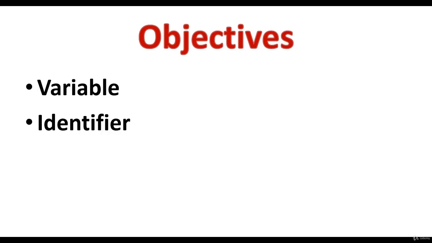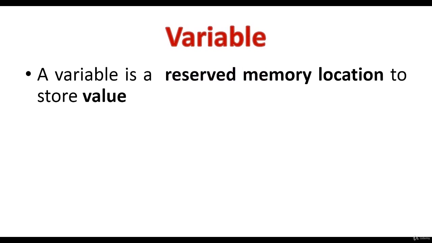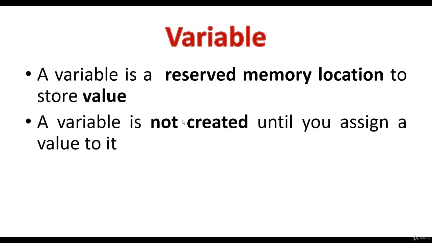The objective of this session is to learn about variable, identifier, and about keywords. Variable is a reserved memory location to store a value. A variable is not created until a value is assigned to it.